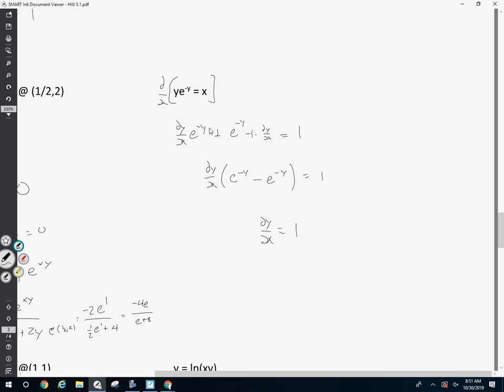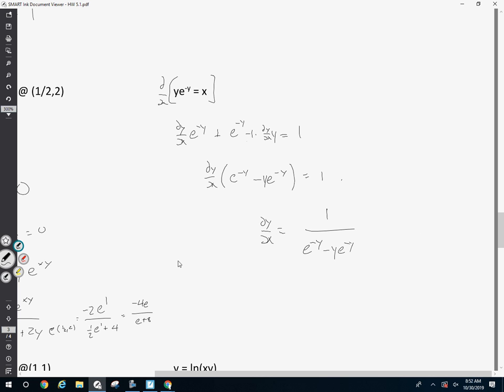Derivative first times second plus... Oh, Mr. Messner. Classic error. Derivative of the first times the second plus the derivative of the second times the first. I need a y here. I need a y here. Silly. 1 over e to the negative y minus y e to the negative y.